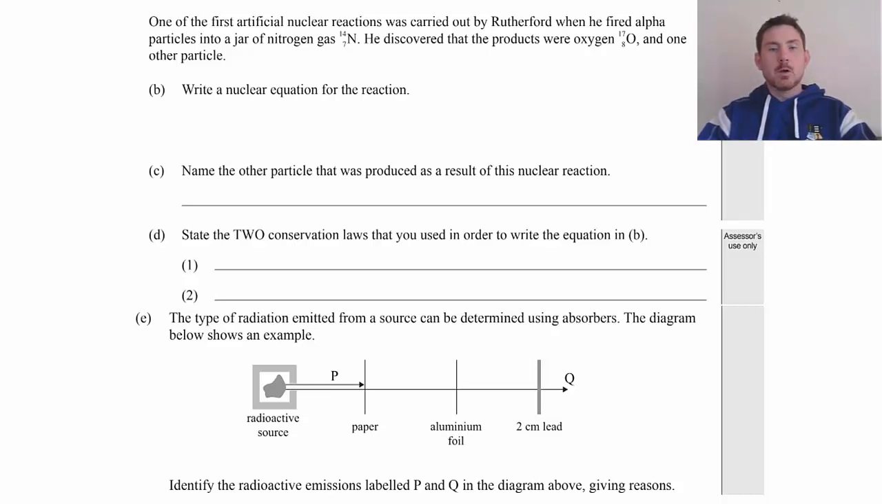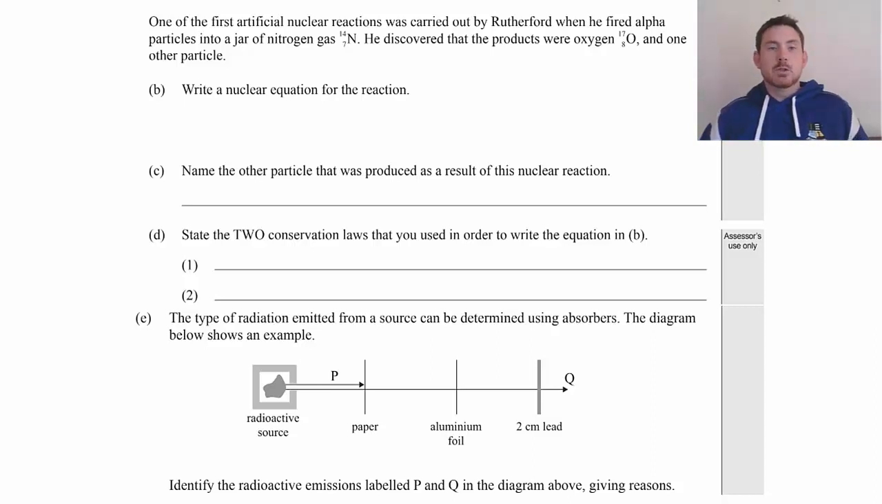So we're going to be starting off on the left-hand side with the nitrogen, and because alpha particles were fired into the jar, that's going to be on the left-hand side as well. So we've got alpha particles, and you could draw that as an He with a mass number of 4 and an atomic number of 2, or you could use the symbol for alpha and use the mass number 4 and atomic number 2 as well.